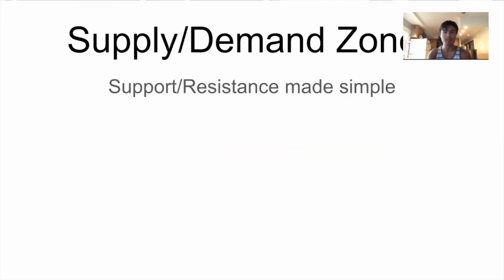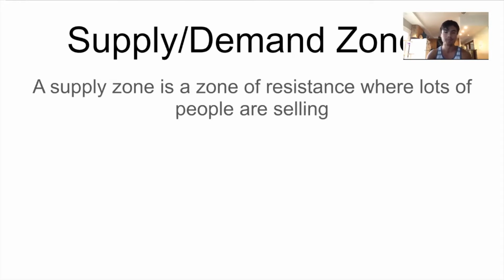So supply and demand zones are one of my favorites because it makes support and resistance more simple, in my opinion. Because when you're doing support and resistance, you usually draw those really thin lines. You have a bunch of them on your chart and you don't really know which one is more important than the other. So with supply and demand zones, it's very clear which one's important, which one's not, and which ones you should have on your chart.